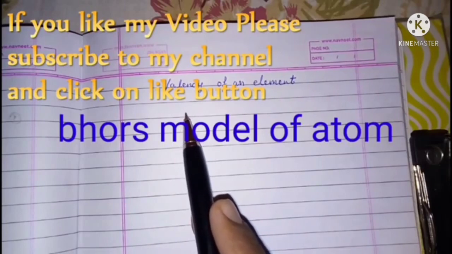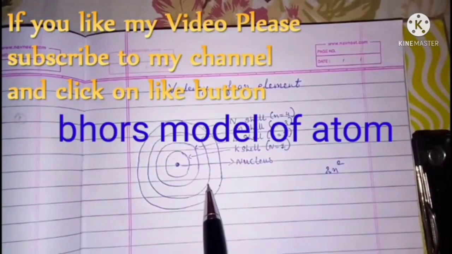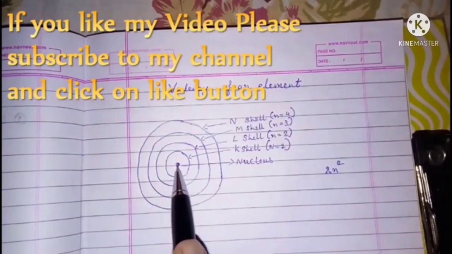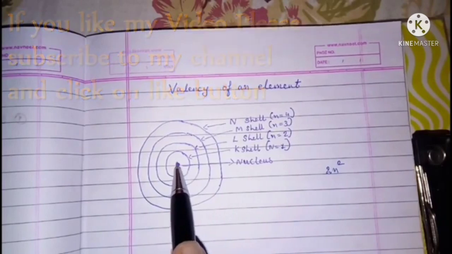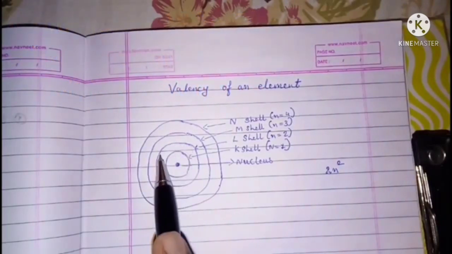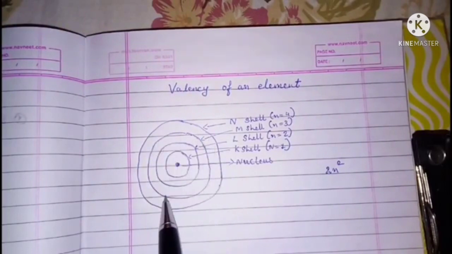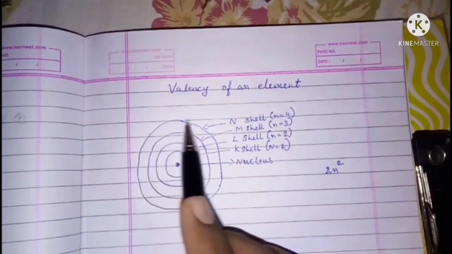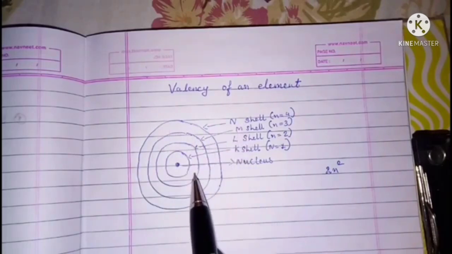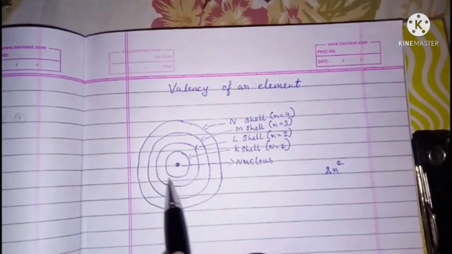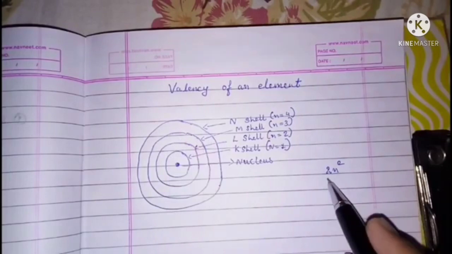Now, in order to understand valency, we need to know Bohr's model of the atom. See, this is the nucleus. Around the nucleus there are many orbits. All these orbits are designated as K, L, M, N, or else you can say first orbit n equal to 1, second orbit n equal to 2, third orbit n equal to 3.